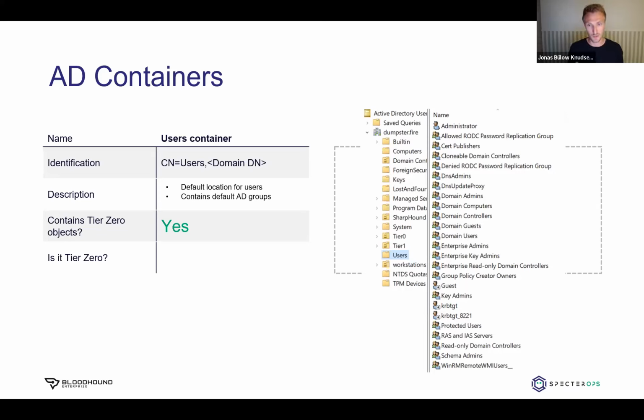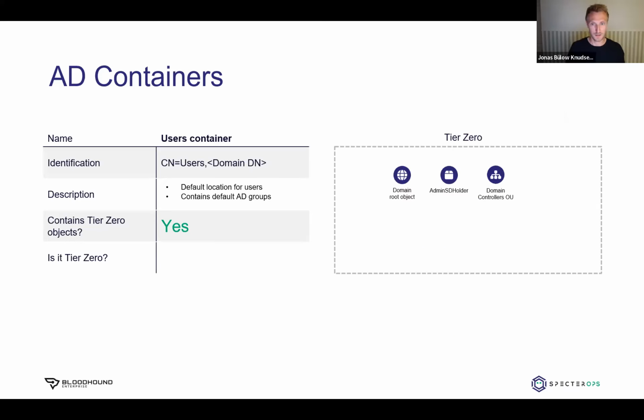So to our knowledge, it's only possible to perform some harming actions against tier 0 by, for example, tampering with ADCS, but we couldn't find any way you could actually compromise the environment by having full control over the users container. But if we fall back to our definition, we should definitely classify it as tier 0 because it does contain tier 0 assets. We do recommend, though, that in general you have containers that are more dedicated to the tiers that you create in your environment.